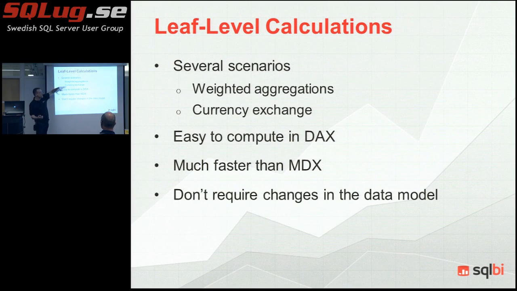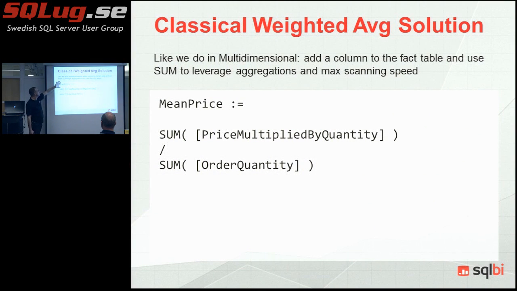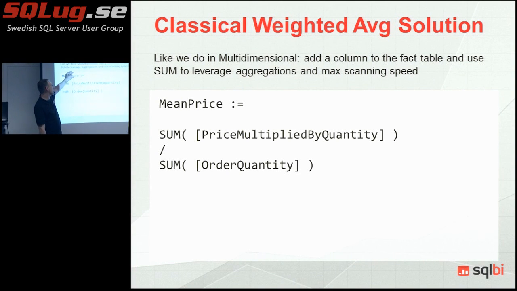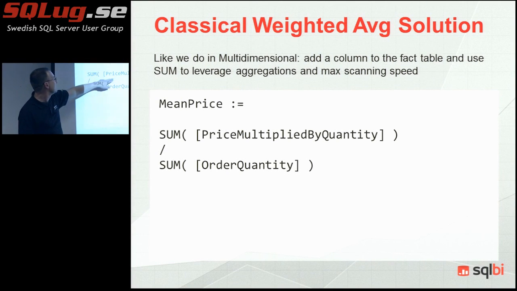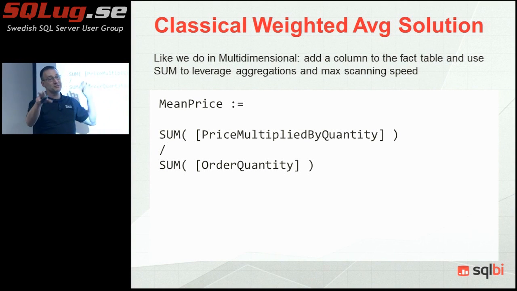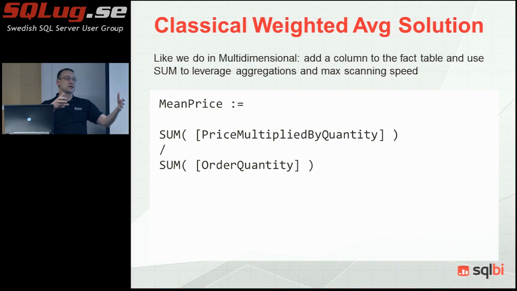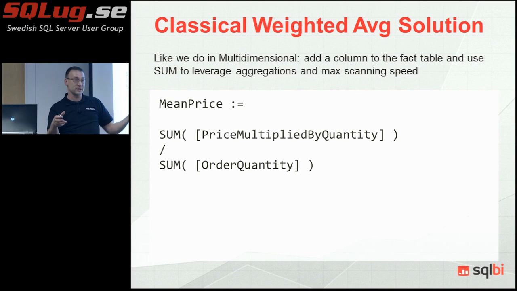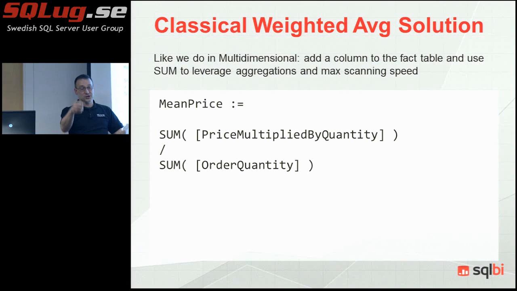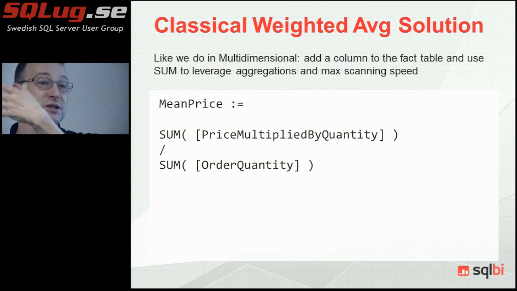Just to give you an idea of the differences between multidimensional and tabular when it comes, for example, to weighted aggregation, think that you want to compute the mean price. I want to compute the weighted mean price by averaging the price by the quantity. So if I have sold 100 products at $100 and one product at $1, then the average of the two is not 50, but it's much nearer to 100 because the quantity for 100 is much higher.